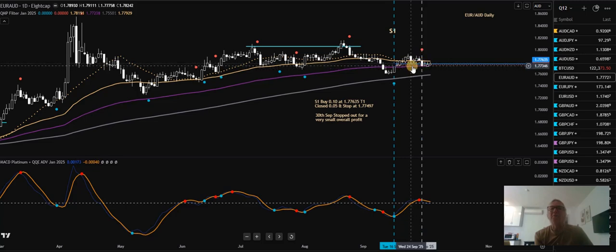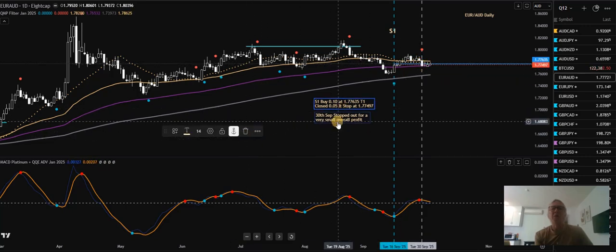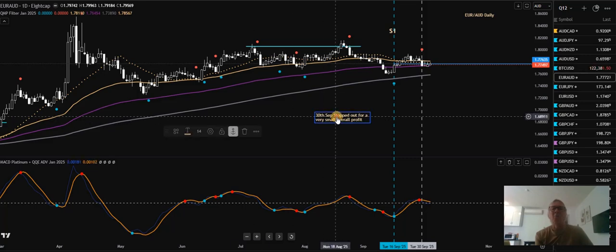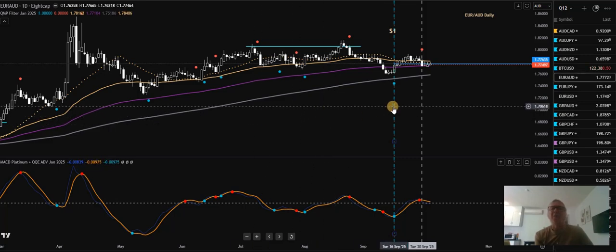Already closed half. Did not have much wiggle room. I'd already closed half and stopped out. So it was a very, very small overall profit. Nothing I'd call a break-even trade. So we're out of the buy.